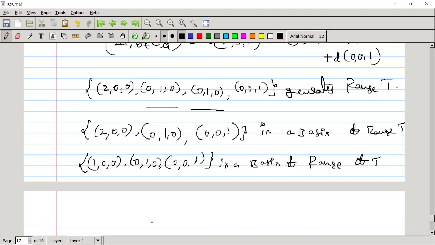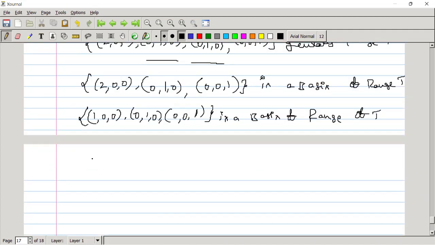Not only this set, actually there exist infinite number of sets. Instead of here we can take 3, 4, anything. Here also we can take 5, 6, any element. That forms a basis. But according to the option given, it is a basis of range of T. So now let's see the kernel of T.